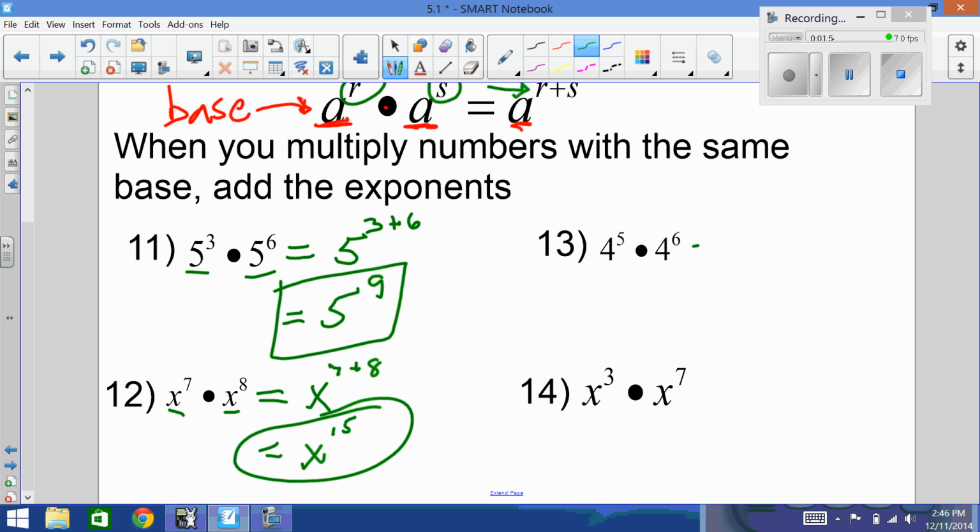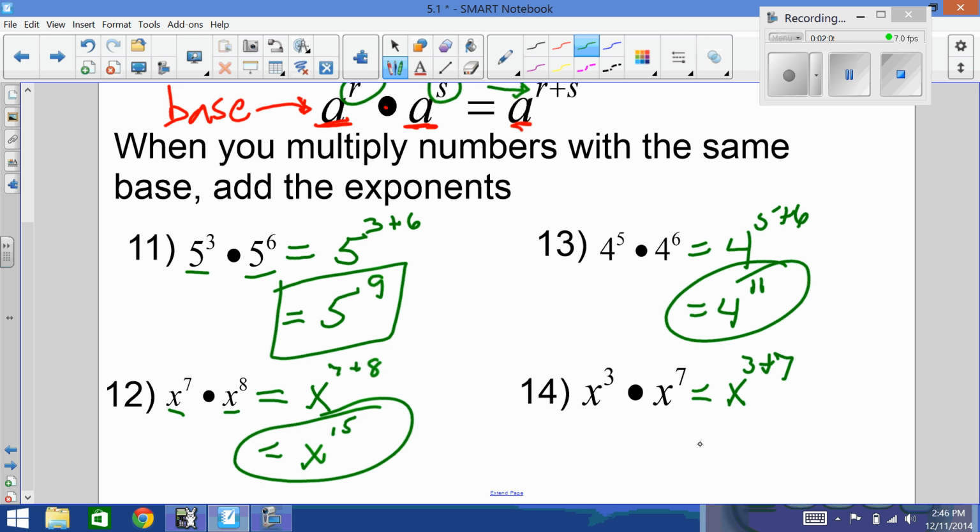All right, here the bases are the same, so you add the exponents. So it'll be 5 plus 6. So therefore, I get 4 to the 11th. Here, the bases are x, so I keep x, add the exponents, 3 plus 7. So therefore, I get x to the 10th power.